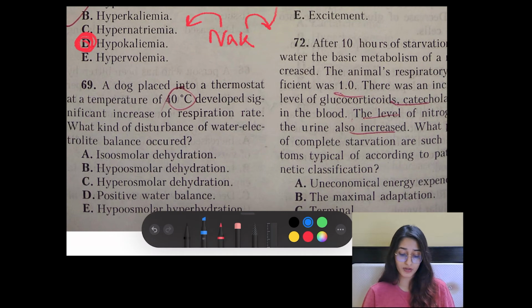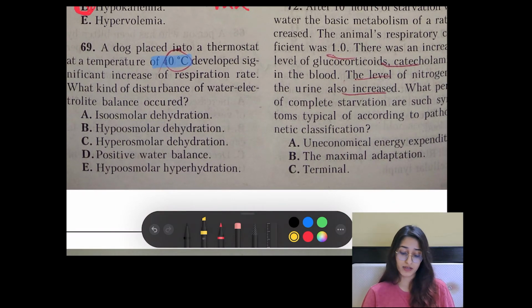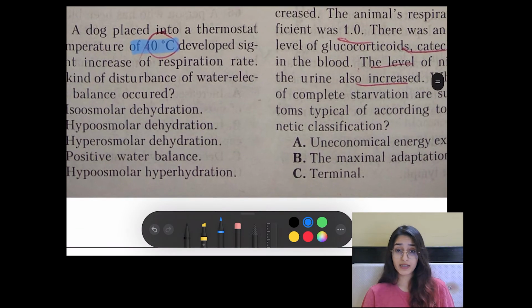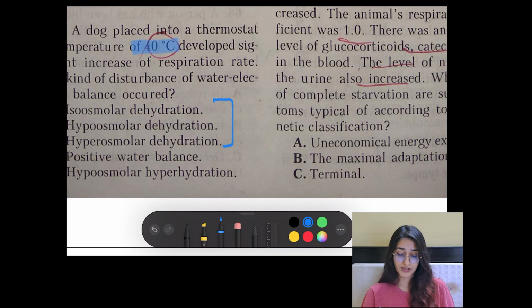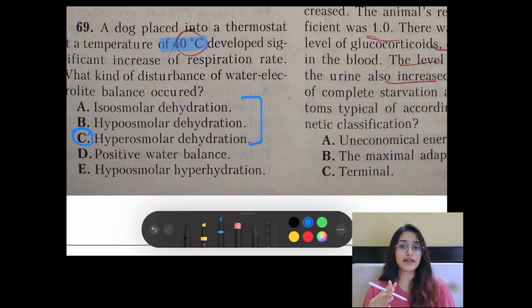A dog is placed into a thermostat at a temperature of 40 degrees Celsius. It developed a significant increase of respiration rate. What kind of water electrolyte balance occurred? So when there is 40 degrees Celsius, the temperature is more than the body temperature, so there will be sweating, and therefore dehydration. But aldosterone not only works on the kidney tubules but also in the sweat. It will absorb the sodium, and only the water will evaporate. So when the water evaporates, osmolarity will increase relatively because there is dehydration.